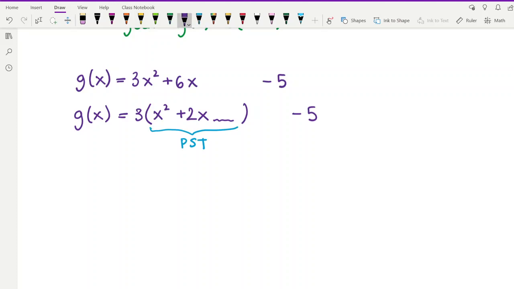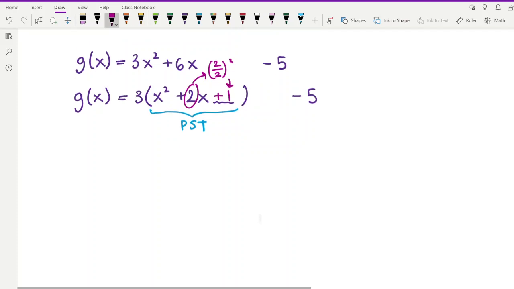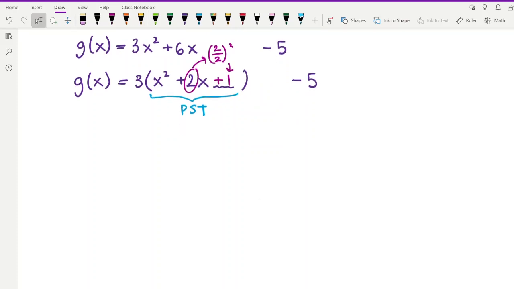Okay, so what would we need to add here to make this a perfect square trinomial? Well, what perfect square would give us x squared plus 2x? Well, it would have to be x plus 1 squared, right? And so that would give us x squared plus 2x plus 1. Or, as usual, you can also do 2 over 2 squared, and that would give you that 1. That's another way of finding that. Okay, so now we have to figure out what number we actually added.